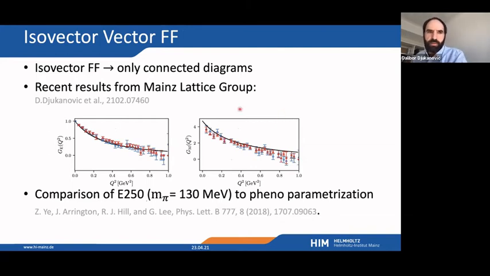So we have this isovector again, and I'm omitting all the disconnected diagrams, which are very hard to calculate. Here I'm presenting the recent results that we published one or two months ago. Here you see the electric and the magnetic form factor as a function of Q squared. The data points are from our most chiral ensemble, E250, which has a pion mass of 130 MeV. And you see the comparison with the phenomenological parameterization of Ye, and they match up quite well, I would say.